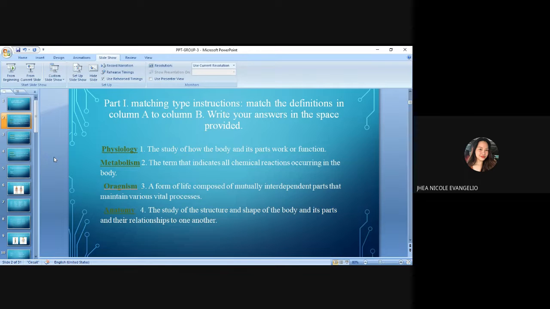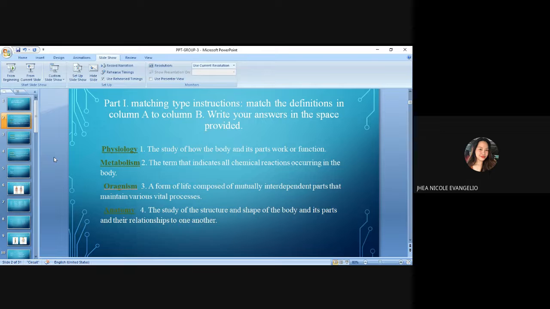in the body. Number 2, the term that indicates all chemical reactions occurring in the body. The answer is metabolism, and it also produces energy or ATP. Number 3, a form of life composed of mutually interdependent parts that maintain various vital processes. The answer is organism, a form of life such as a bacterium, protist, fungus, plant, or animal.